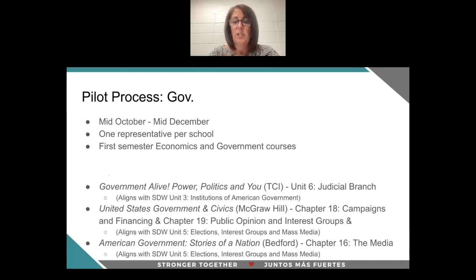So what government would like to do is begin with the TCI pilot, and you can see here that they said that they would like to do Unit 6, the judicial branch, and that it aligns within the unit that they already do, institutions of American government. Students are probably most familiar with TCI because they have used it in the past, and because it has such good Spanish access that teachers are comfortable starting that, hopefully that they can begin that in mid-October.